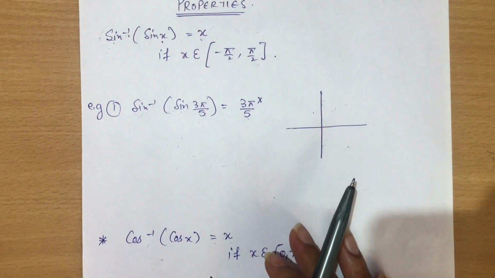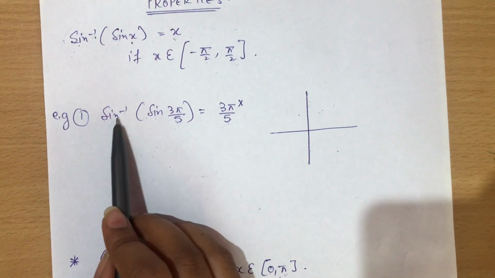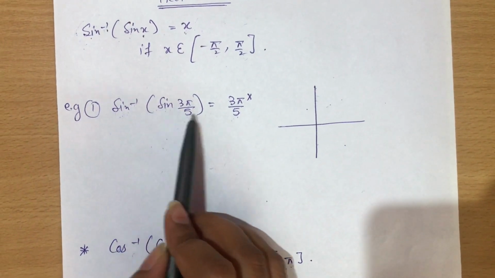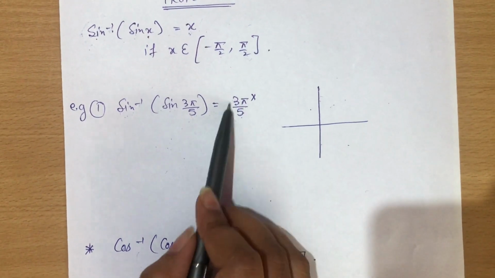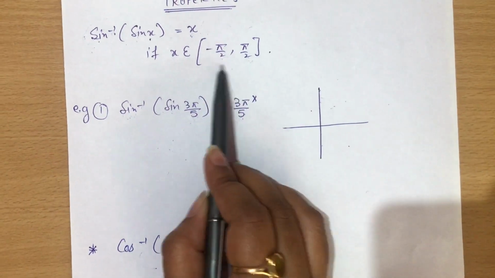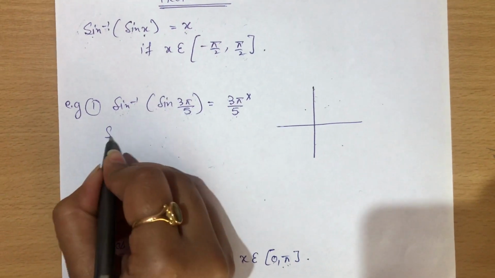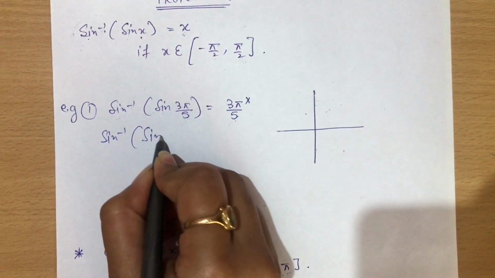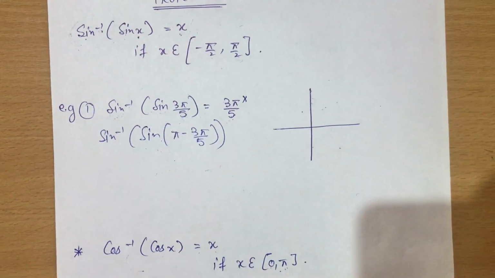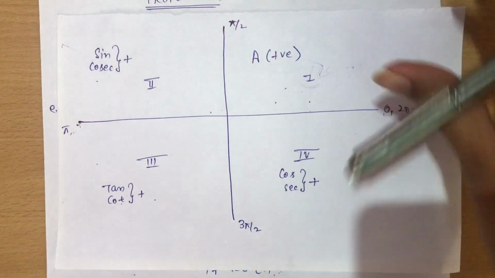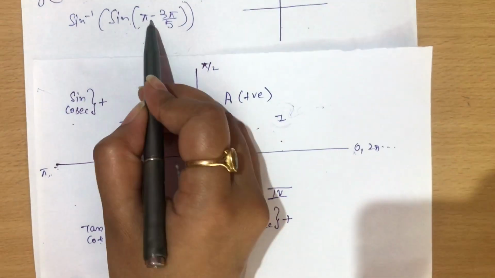Okay, for example, if you have sin inverse sin 3π/5, can we write that sin inverse sin 3π/5 is equal to 3π/5? No, because this value doesn't lie in this principal range. So first of all you have to reduce this value. So can we write sin inverse sin (π - 3π/5)? Can we write this? Yes, because students, this is what you have learned in class 10th.